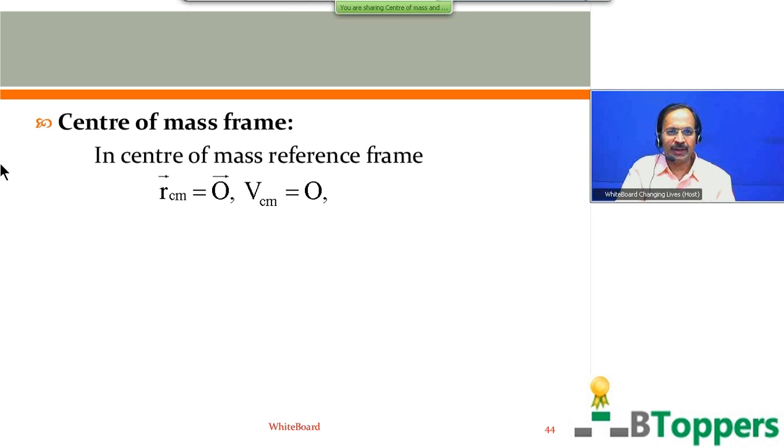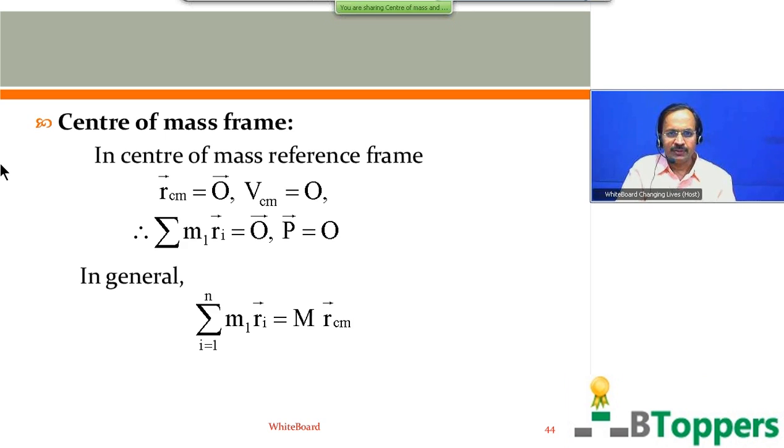In the center of mass reference frame, R_CM bar equals 0, V_CM bar equals 0. That means in general, sigma m_i R_i bar, where i varies from 1 to n, equals capital M into R_CM bar, and capital P bar equals capital M into V_CM bar. So in the center of mass reference frame, R_CM bar is 0 bar and V_CM is 0. Therefore, sigma m_i R_i bar becomes 0 and P bar becomes 0.